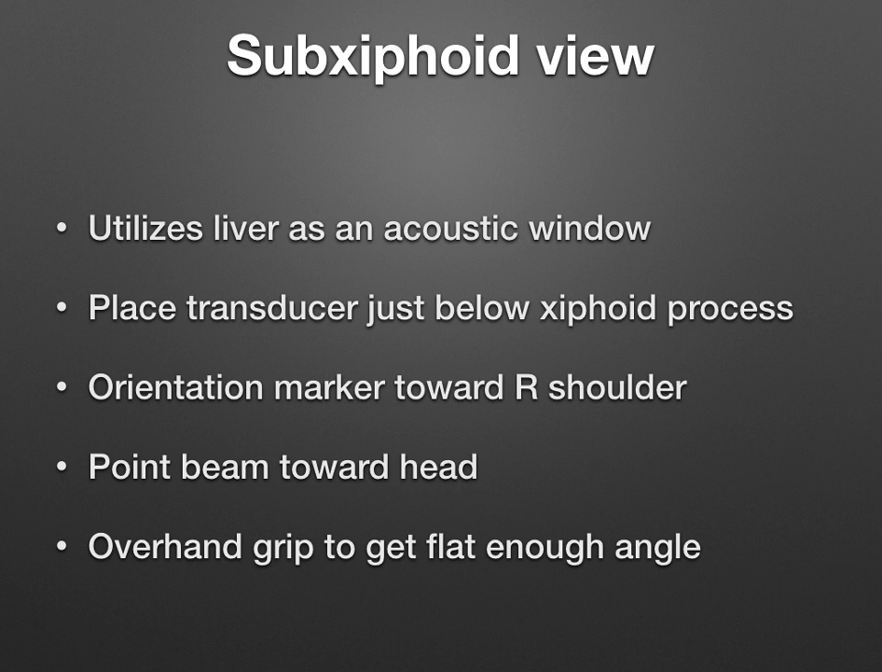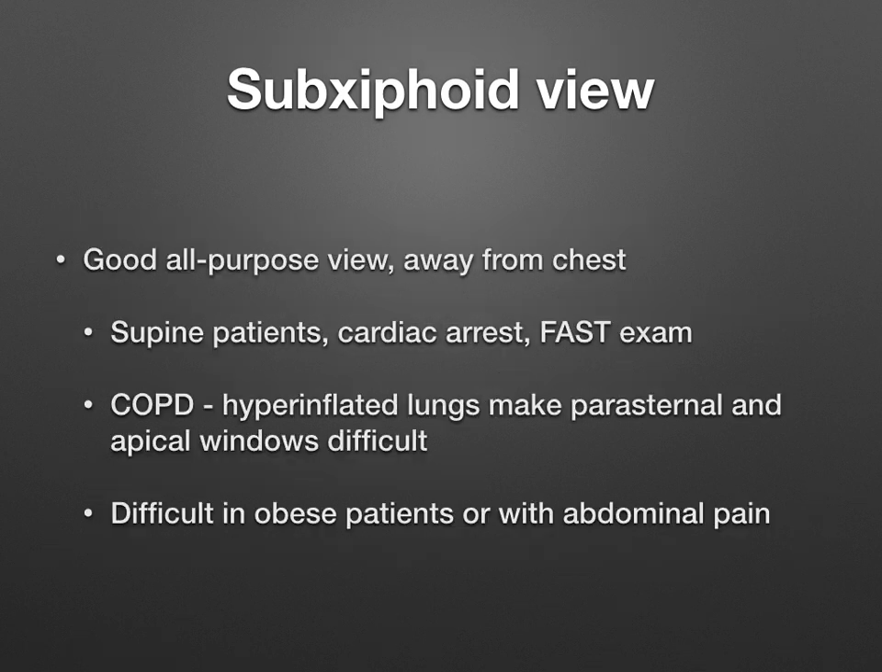The transducer is placed just below the xiphoid process with the orientation marker towards the right shoulder and the beam pointed towards the head. This is the view in which you use an overhand grip to get a very flat angle against the abdominal wall. The subxiphoid view is a good all-purpose view.